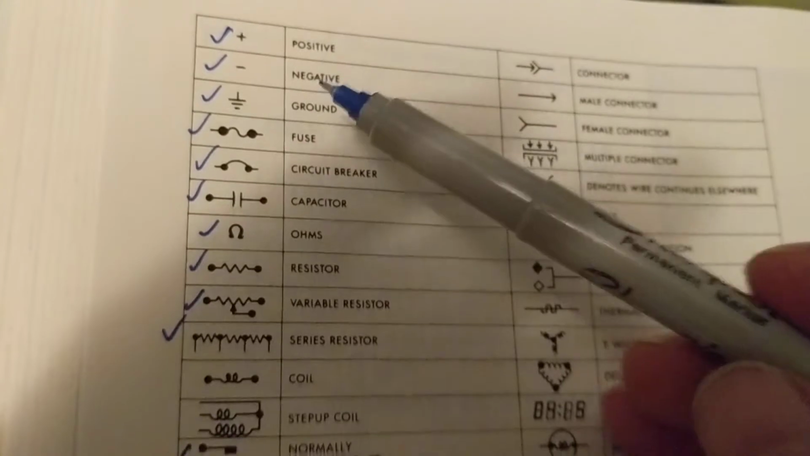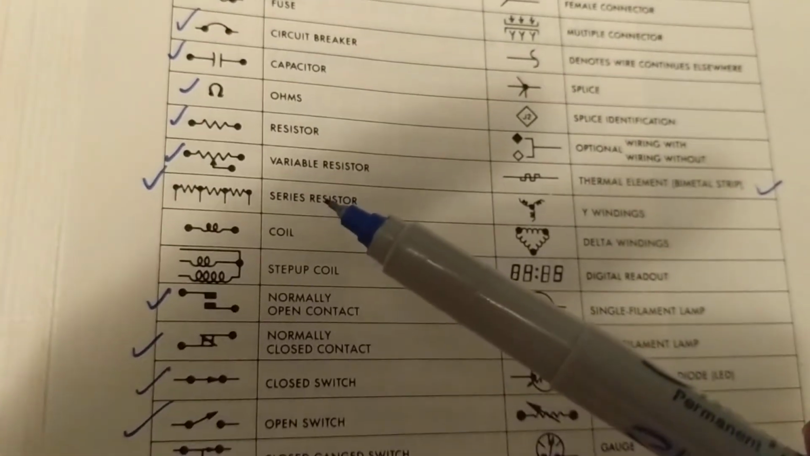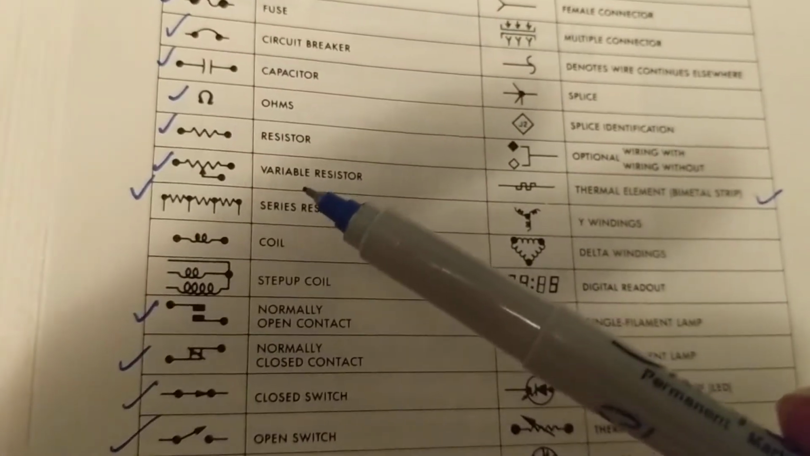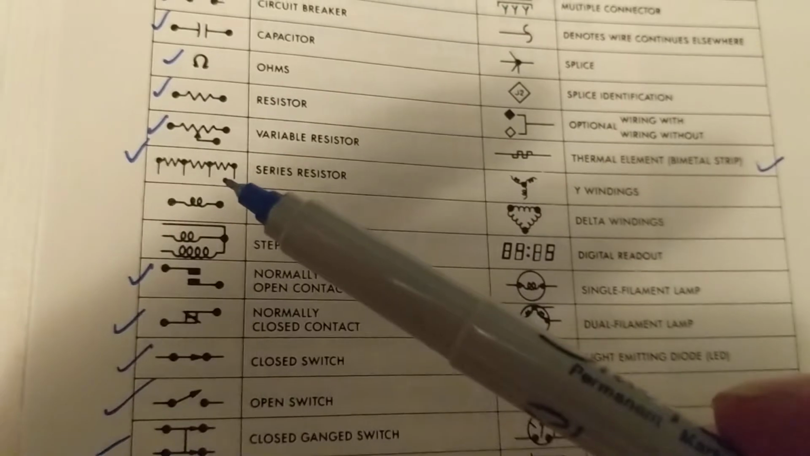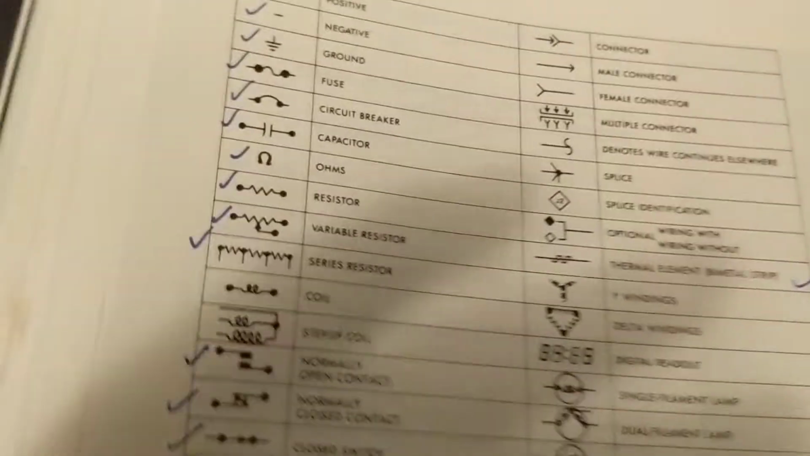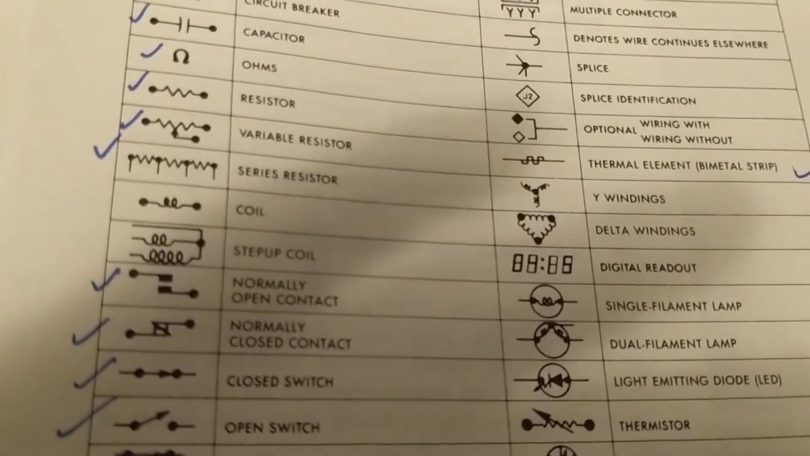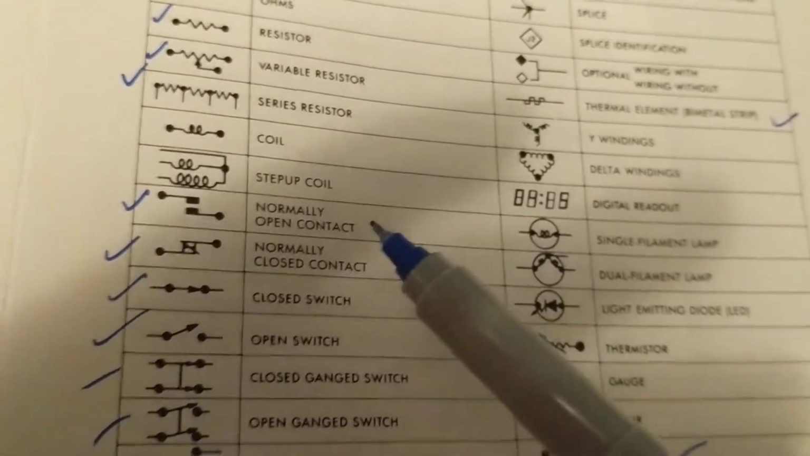Of course, you have the positive, the negative, ground, fuse. As you can see, everything is self-explanatory. Resistors, you have to know. Variable resistor, a series resistor. You'll find this in a blower motor resistor, where you actually change the speeds of the fan motor: high, low, medium. That's what this is. You have resistors in series.